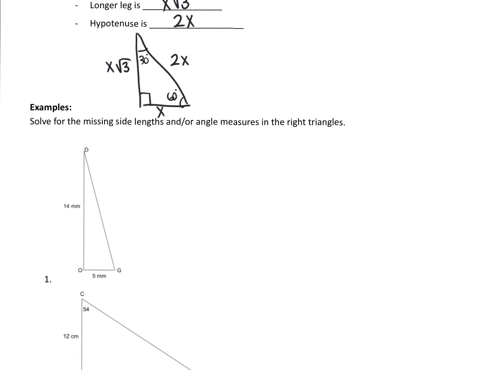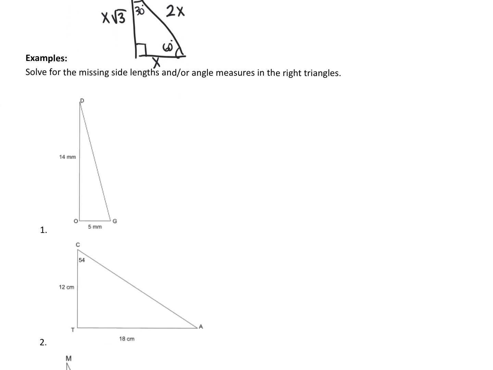So let's go ahead and solve for some missing side lengths and/or angle measures in some right triangles. So our first right triangle here, angle O is our right angle. We want to solve for the third side. I could solve for missing angles as well once I know side lengths. But for right now, we're going to solve for BG. So we're going to use the Pythagorean theorem.